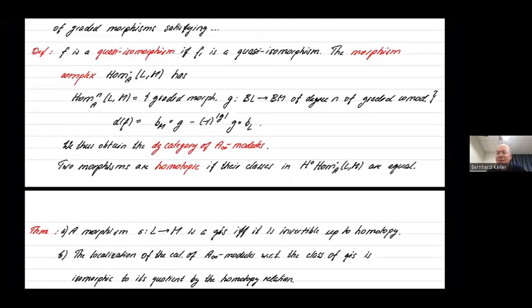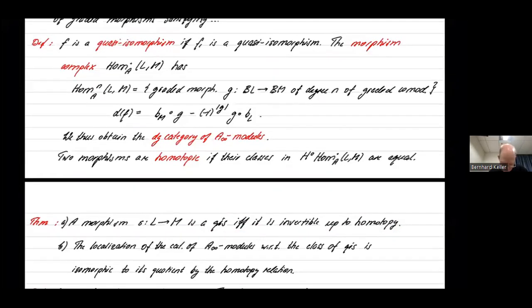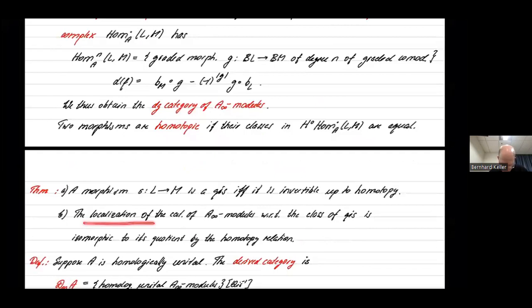And then we have a theorem analogous to the one for A-infinity algebras, but actually easier. A morphism between the A-infinity modules is a quasi-isomorphism if and only if it is invertible up to homotopy. So again, quite surprising if one is used to morphisms between DG modules over DG algebras. And the localization of the category of A-infinity modules with respect to the class of quasi-isomorphisms is isomorphic to the quotient of this category by the homotopy relation.